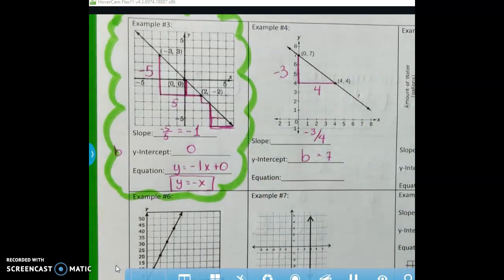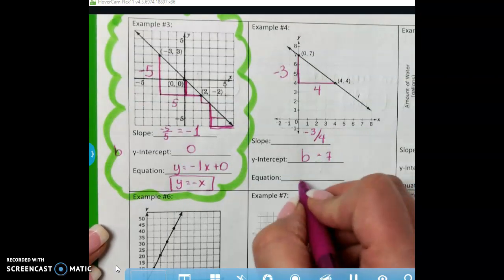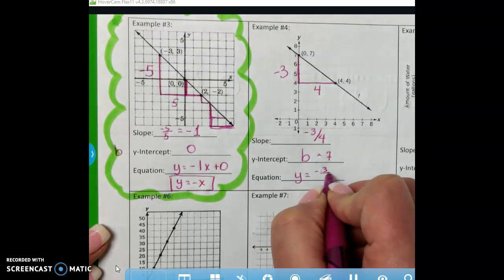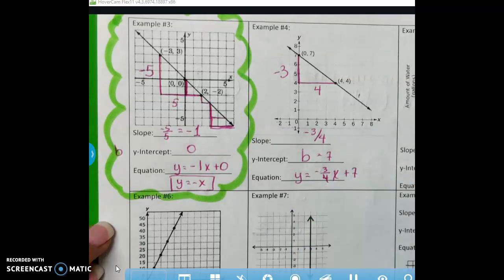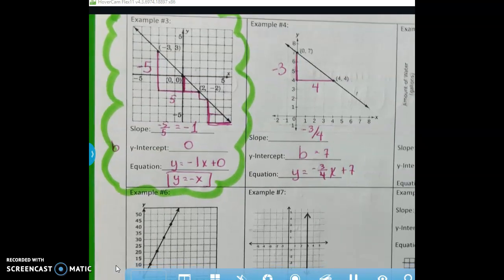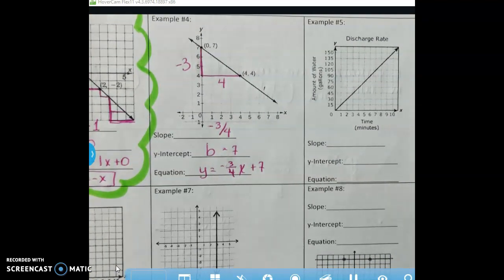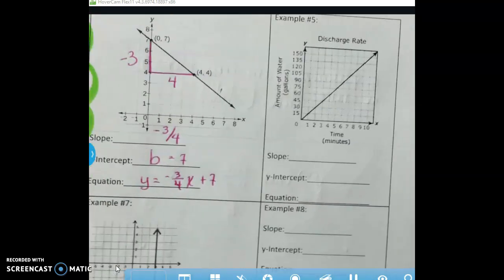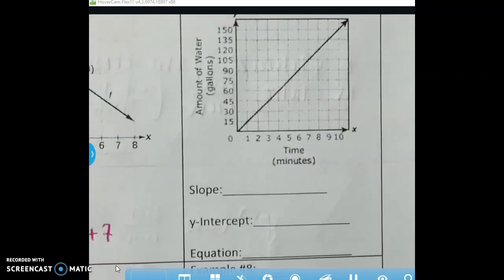Again, do not convert this ratio into a decimal. You would write it as it is, and plus 7. This way, when you need to double check and go back to the graphing, you can easily do so. All right, example number 5. I love this example because it shows that you are not always going to have nice numbers that just simply go by ones.